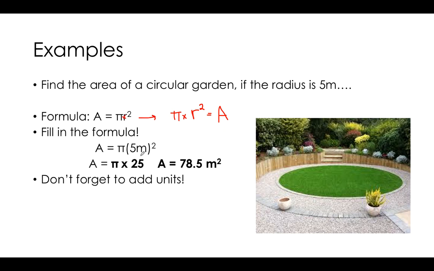Okay, so we fill in the information. We know our radius is 5 meters, and we're going to square that. When you square something, you have to do that first before you multiply pi. So remember to square 5 meters first. And then we have area is equal to pi times 25. Once you multiply 25 by 3.14, or if you're using the pi button, this is what you get. So this is your area. Our area in this case is 78.5 meters squared.